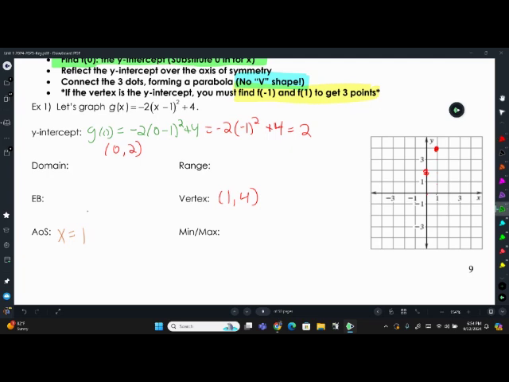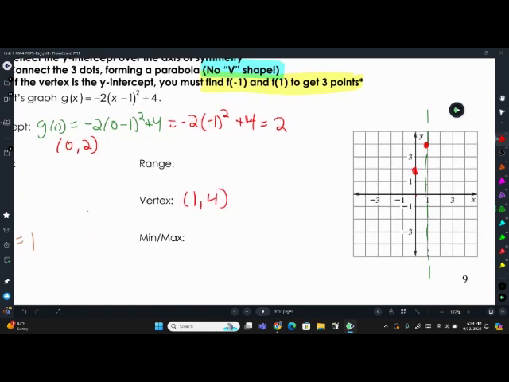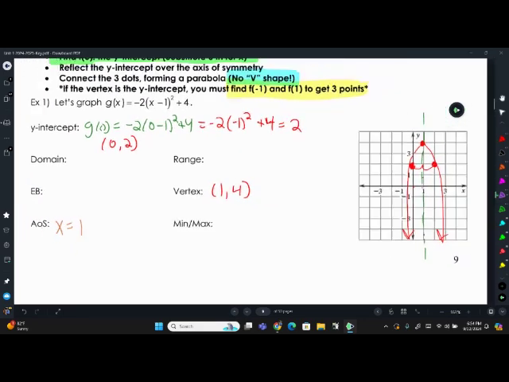Now our axis of symmetry goes through the vertex. And it might be a better idea to draw that after you plot the vertex. Okay, so now we have our y-intercept. It is 1 unit away from the axis of symmetry. We're going to go 1 more unit. That is our reflected point. And now we're going to draw a U through those points. So now we can do the rest of this.